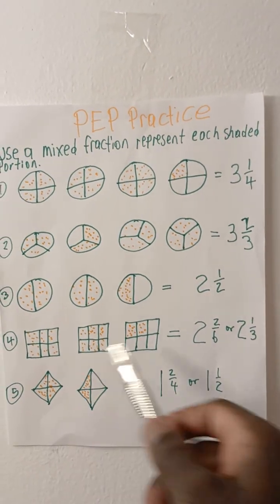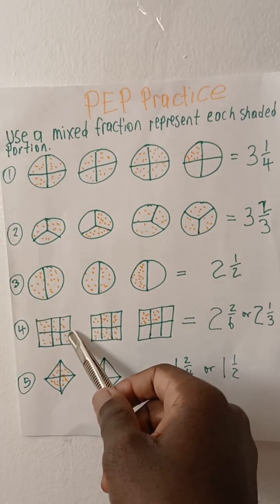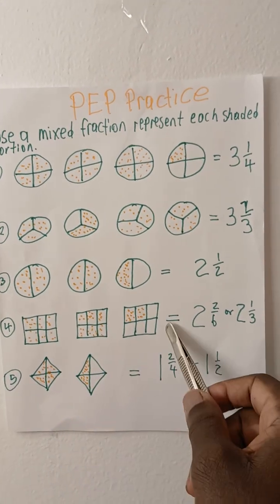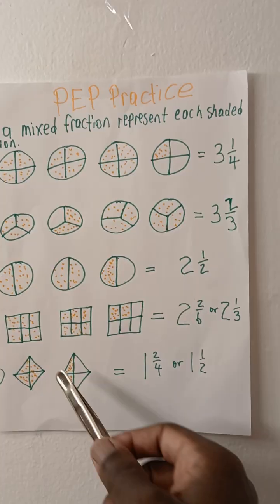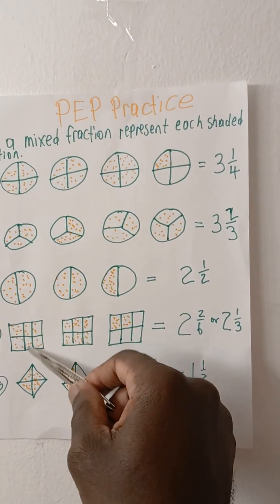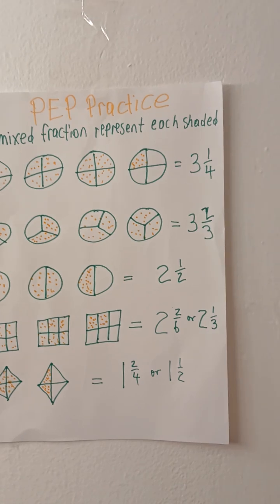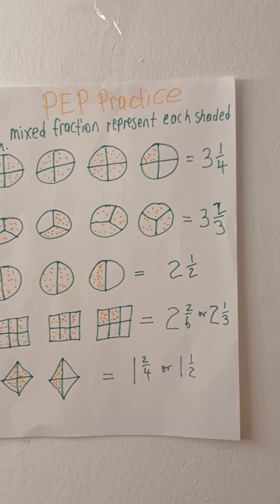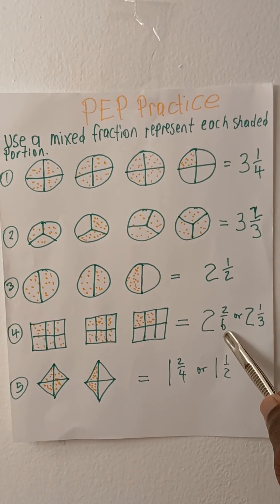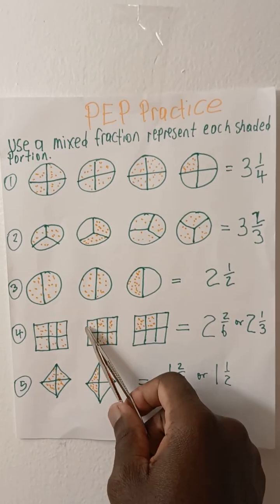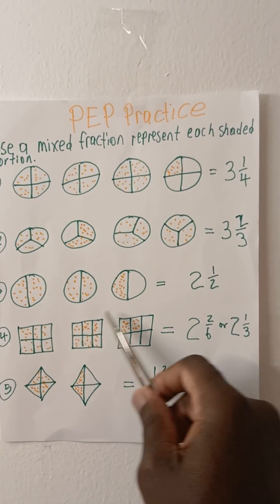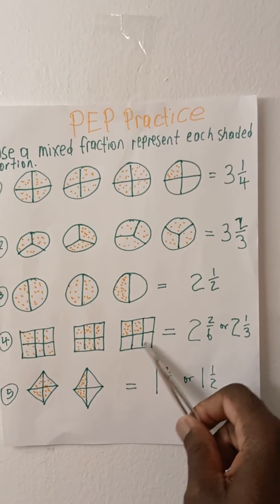We move to this one. We look how many pieces are these rectangles cut into. They're all cut into the same pieces. 1, 2, 3, 4, 5, 6. All of them are cut into 6 pieces. So we know if we're going to write a fraction, 6 must be the denominator. How many wholes do we have here? This is a whole, this is a whole, this is not a whole. This is the fractional part.